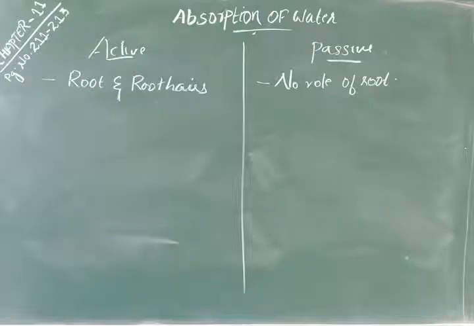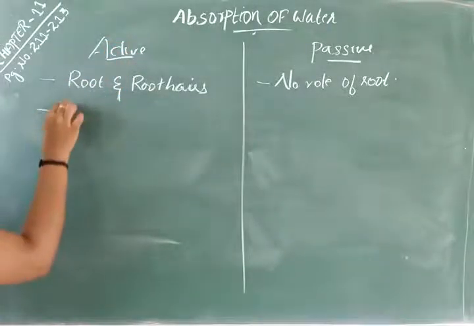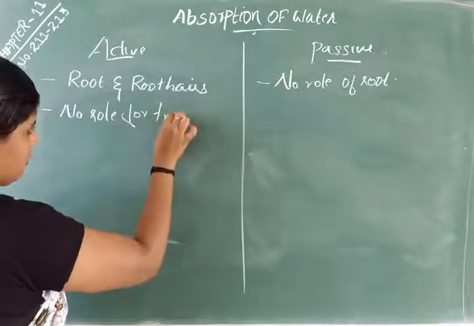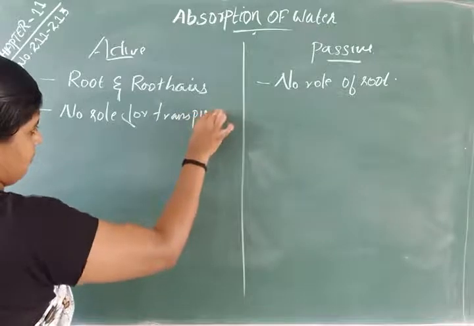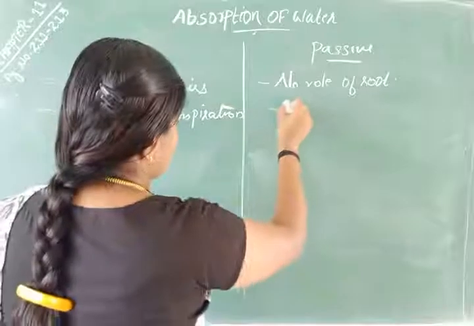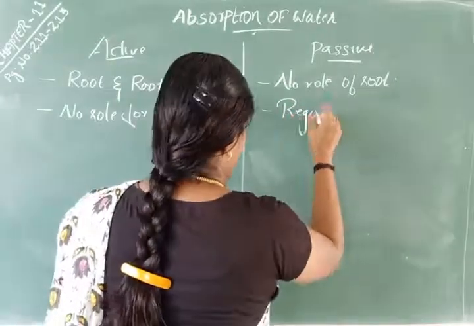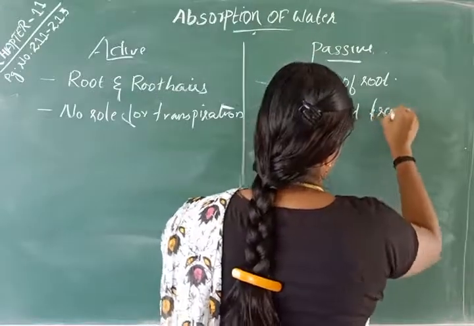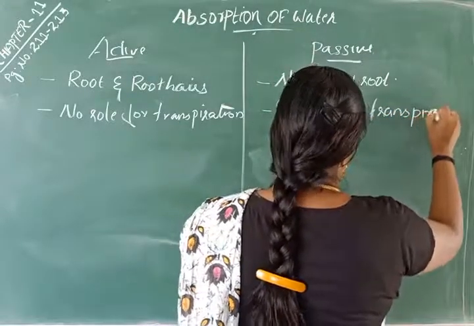Then the second difference is that transpiration has no role in active absorption, whereas in passive, the absorption is regulated by the process of transpiration. So here, no role for transpiration, whereas in passive it is regulated by transpiration. So the passive mode of water absorption is regulated by the process of transpiration.